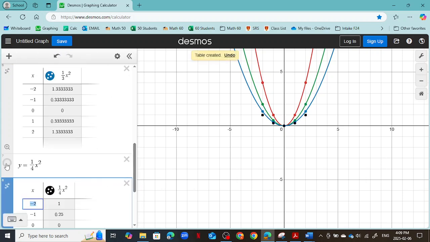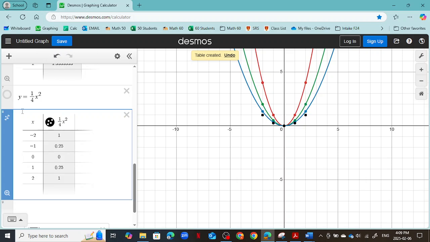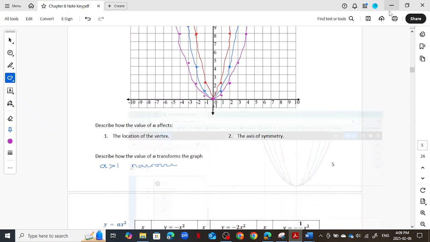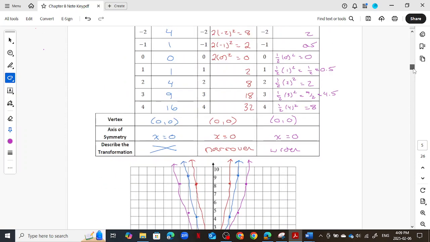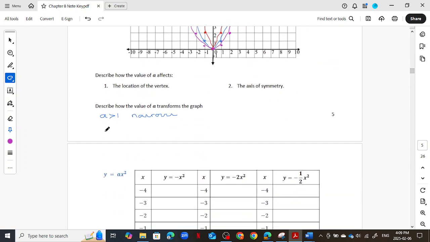But let's see what happens. Quarter, look, it's even wider, right? And if you look at it, instead of going over 1 and up 1, I go over 1 and up a quarter. Instead of over 2 and up 4, I go over 2 and up 1. So my graph got compressed vertically, which made the graph get wider. So let's put that in general. When that a value is between 0 and 1, so it's this fraction less than 1, the graph got wider.